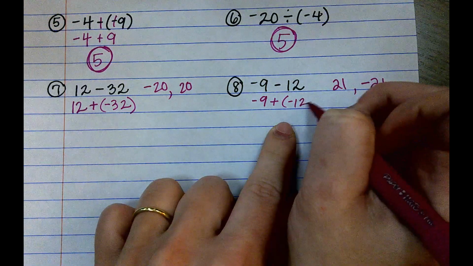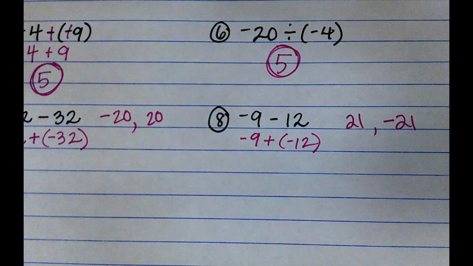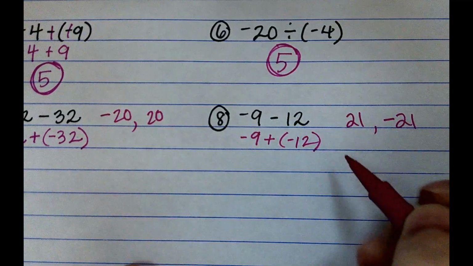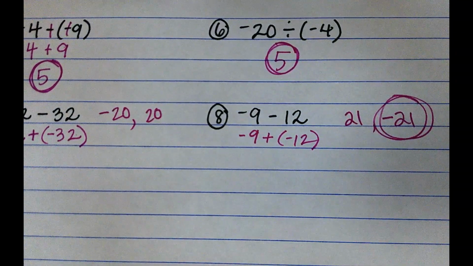-12. So now what operation do we have? We have addition with the same sign. With same signs, that's right. So now it says add the numbers and keep the same sign. So what sign do we have? We have negative. So our answer will be negative 21. -21. We got it. Good.